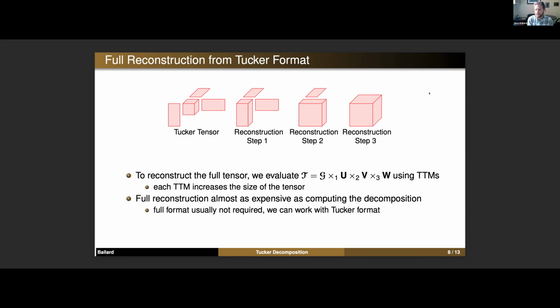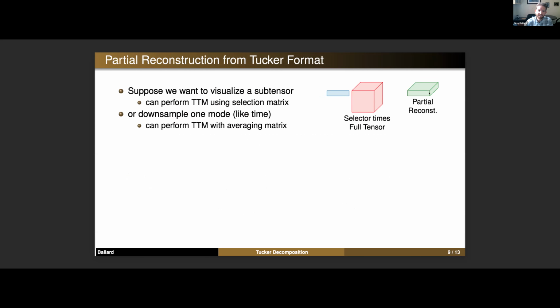But if all you want to do is that visualization of the temperature isosurface, you don't need to form the entire reconstruction in the beginning. If all you care about is a particular piece of the output, say a subtensor, or maybe you want to do some downsampling in a particular mode, you can think about this as multiplying a selector matrix times your tensor. This matrix just has a few ones in it to tell me what slices of the tensor I want, because I'm interested in this subtensor. So I can treat this like a TTM, multiplying the selector matrix times the tensor.